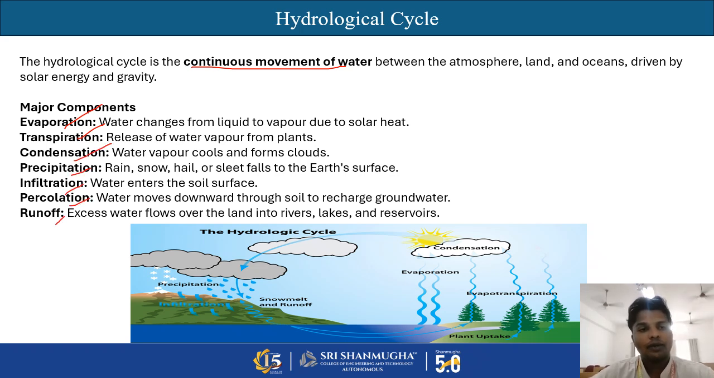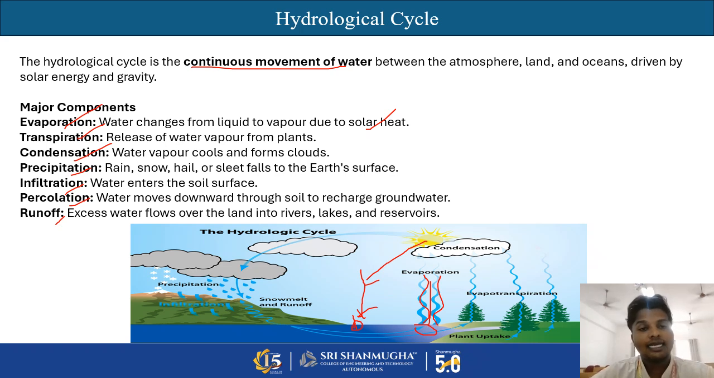So evaporation means water changes from liquid to vapor due to solar heat. When the water is in a low-lying area, an ocean, or a river, the heat given by the sun increases the temperature of the water at the surface. Then it starts to evaporate.